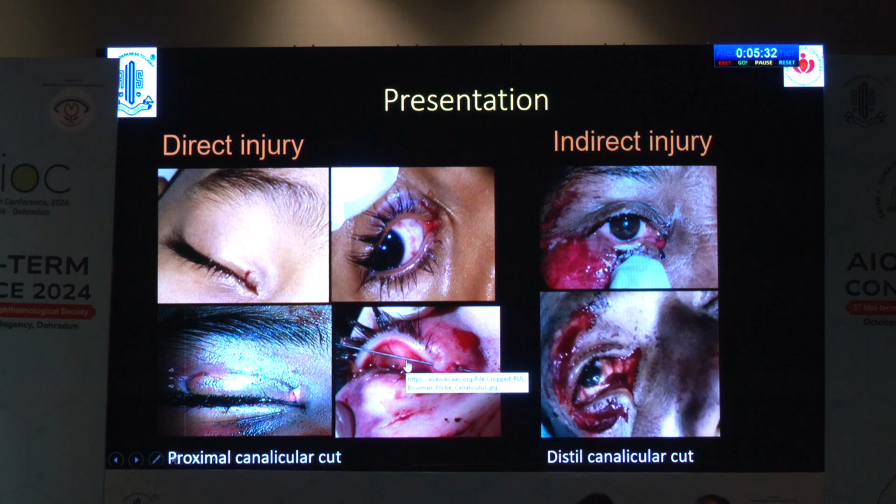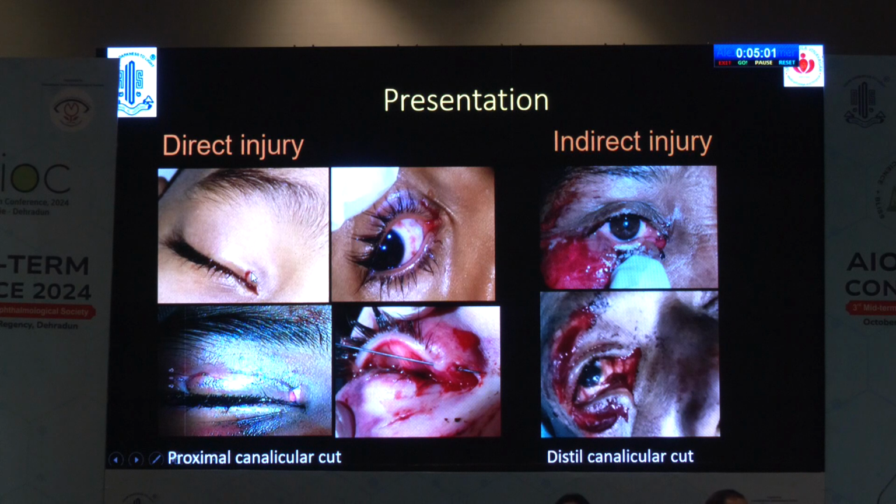The indirect injury is usually on the lateral part, away from the canaliculus, and this stretches the lid beyond the point of avulsion and causes a tear in the canaliculus, because this part lacks the tarsal plate and is very weak. Usually indirect injuries have a distal canalicular cut, meaning the cut is near the sac, whereas direct injuries are mostly proximal, with the cut towards the punctum.